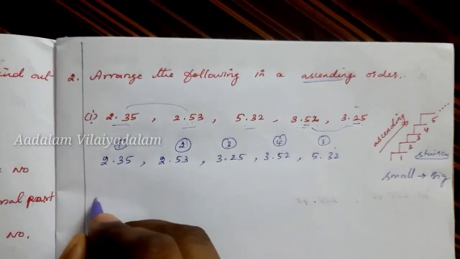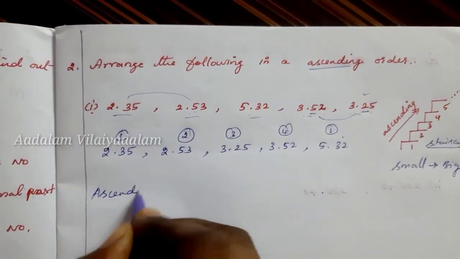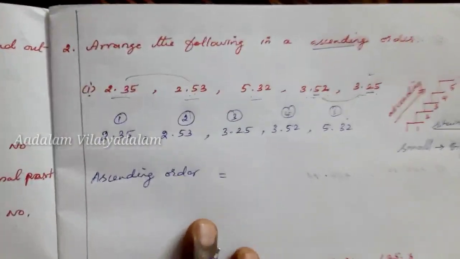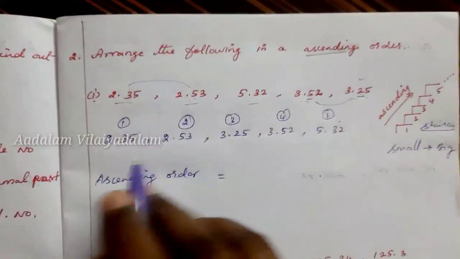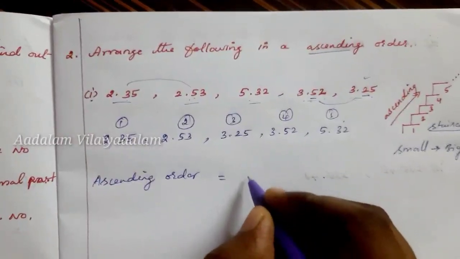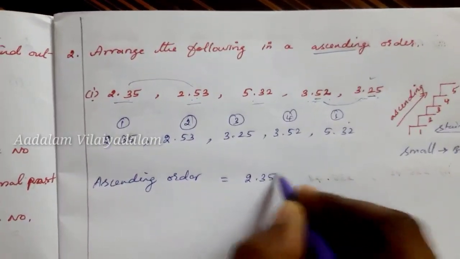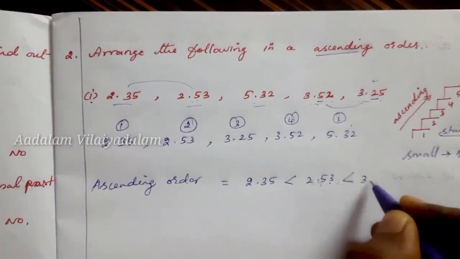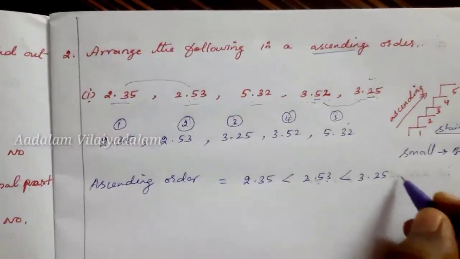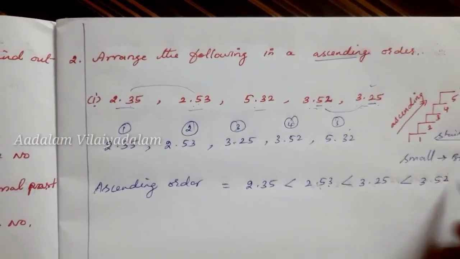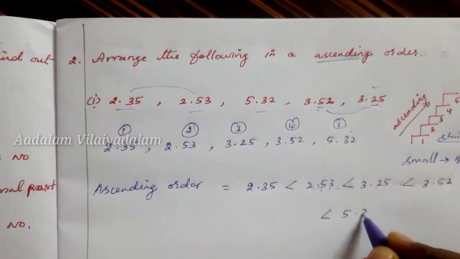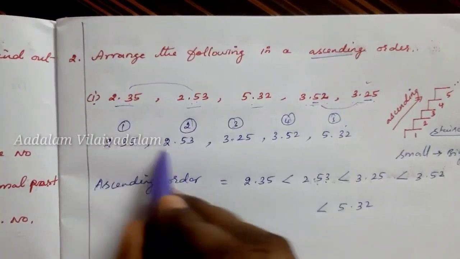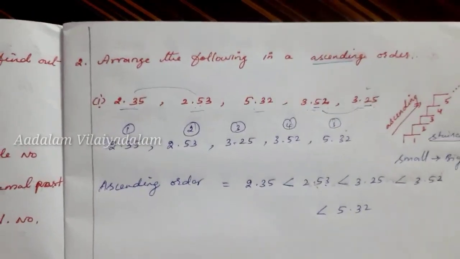Now we can write the ascending order. We are going to submit the final answer for this problem. For that we need to write 2.35 is less than 2.53. This number is less than 3.25, and this number is less than 3.52, and then we need to write 5.32. Simply remember, arrange the numbers in order. Between these two numbers, just put the less than symbol. Okay.